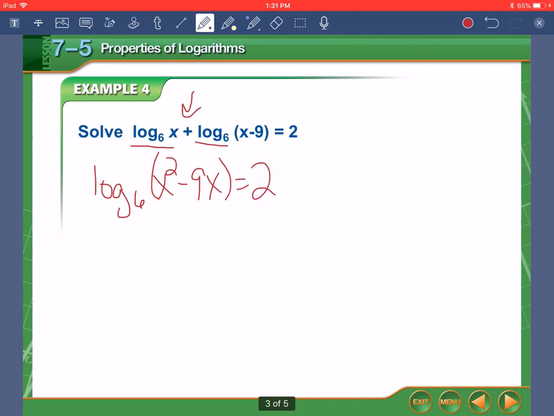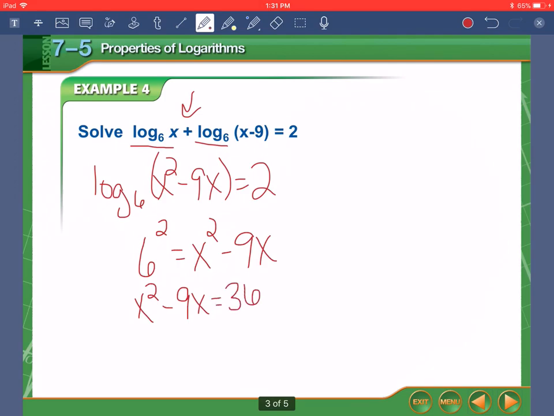Now, unlike the last problem, I don't have logs on each side of the equal sign. So the last example, I had a log on the left side and a log on the right side. I don't have that now. But what I can do is I can put this in exponential form since I don't have a log on each side of the equal sign. So my base is 6. I'm raising it to the 2nd power, and that equals x squared minus 9x. And now I'm going to be able to solve this like a normal quadratic.